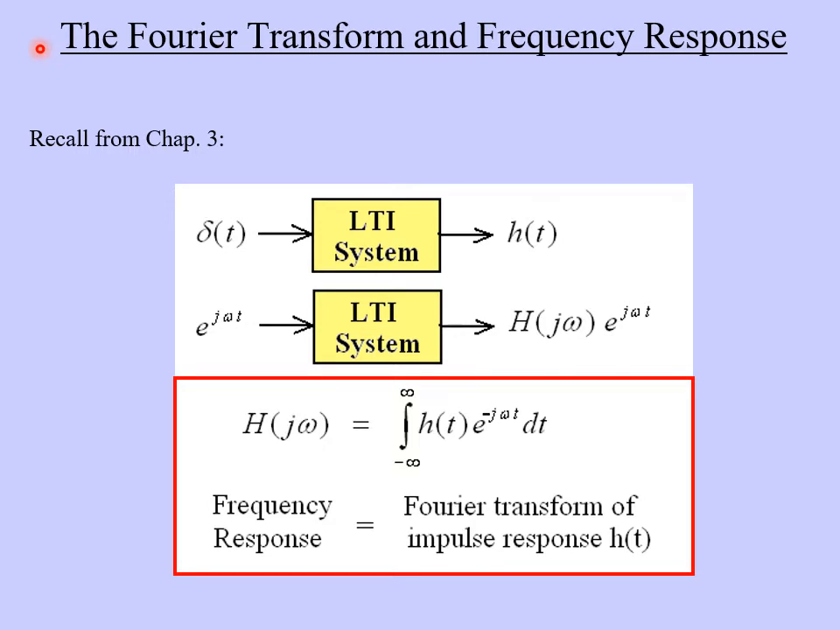So back in Chapter 3 and even Chapter 2, remember we defined the impulse response, little h of t, as the output of the system when we put an impulse or a delta function into the system.